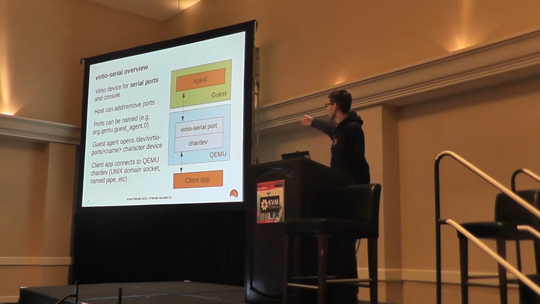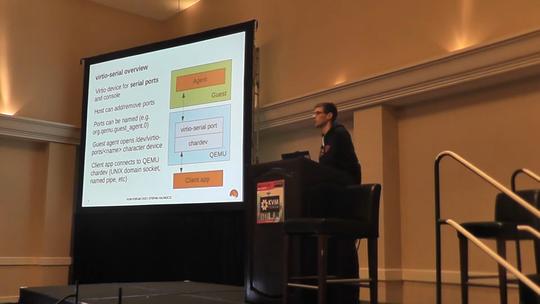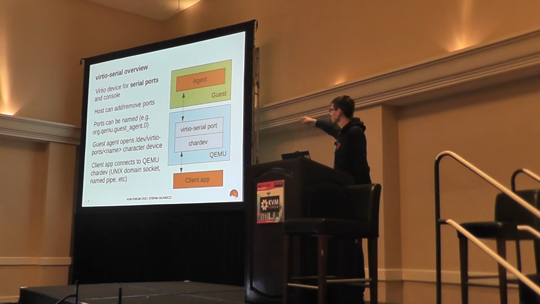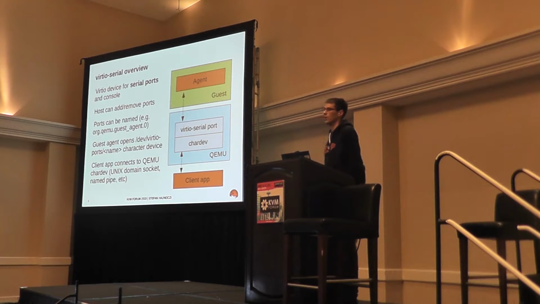So on the host side, how does an application talk to an agent in the guest? Well, basically QEMU's chardev subsystem allows you to connect. You kind of tunnel through QEMU. The client app can connect with a Unix domain socket, for example, and send a message. QEMU takes that, injects it into the virtio device, and then the virtio device receives it inside the guest, and that's where the guest agent will then read the message and process it.